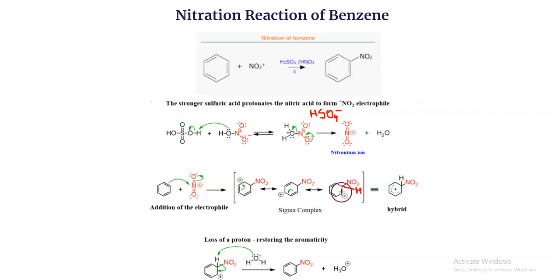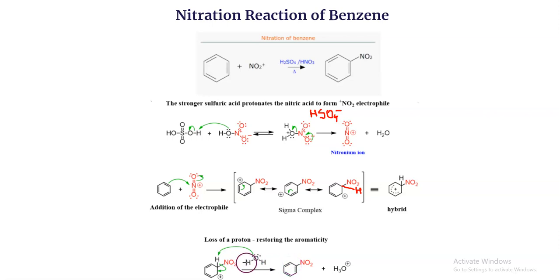Now, what happens is that this H is going to leave its electrons back into the system. Either the water, or you can even use this HSO4 minus, because both of these are nucleophiles, right? Water has electrons, it can attack a proton, H plus. This is also a negative charge, it can attack a proton. So the water is going to grab the H plus, and the electrons come back here, and the aromaticity is restored, right? So this is a really important step.